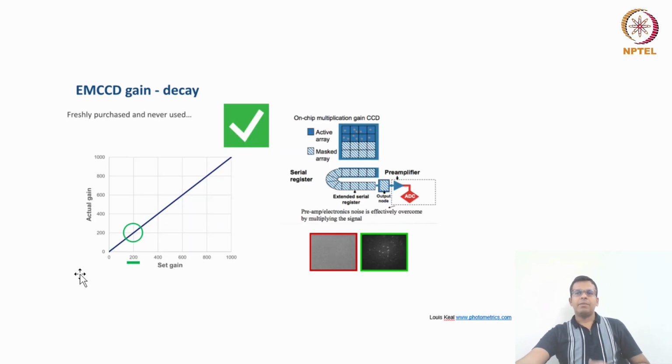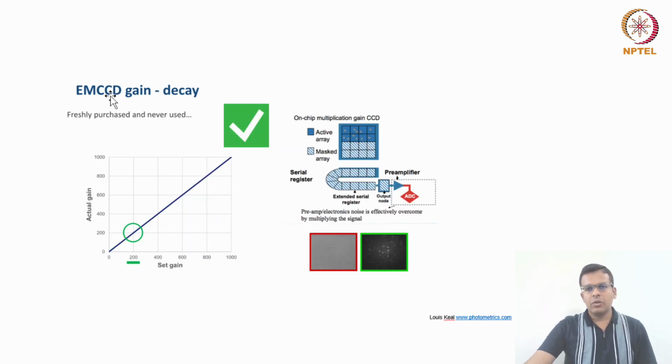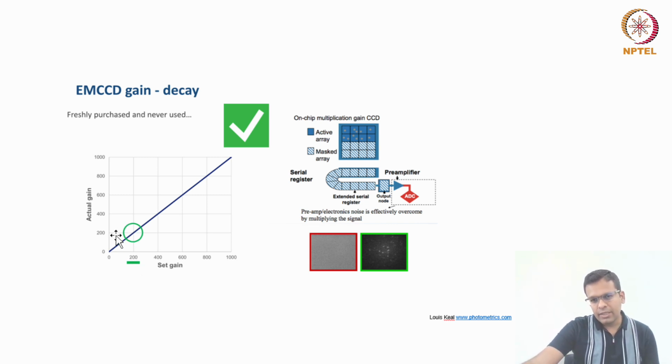Now there is a problem with EMCCD camera. So the gain that you are adjusting, when your camera is new, freshly purchased and never used, there is a straight line correlation between the actual gain and the set gain. So let's say if I am setting the gain at 200, I will also get the actual gain of 200.